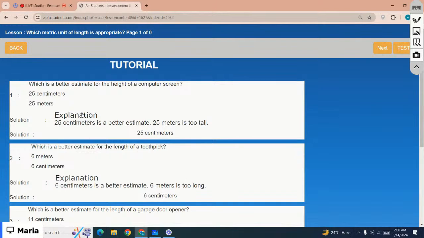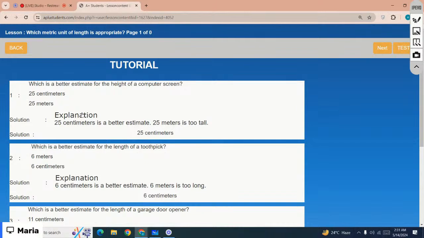So centimeter is a smaller unit and meter is the bigger unit, right? A computer screen must be measured in centimeters. The correct option is 25 centimeters, right? Which is a better estimate for the length of a toothpick? A toothpick must be 6 centimeters, because 6 meters is too much for a toothpick, right?